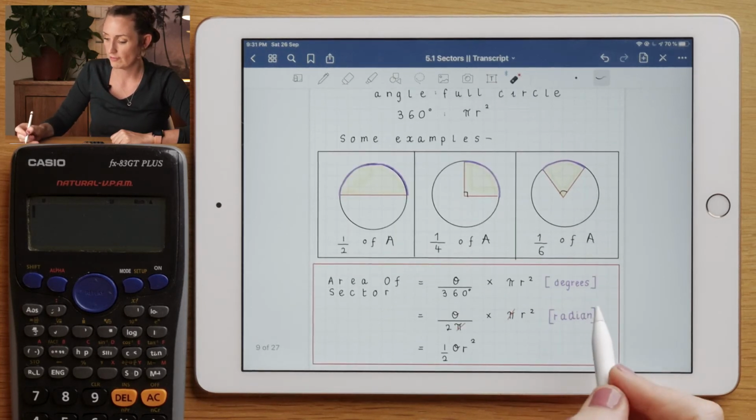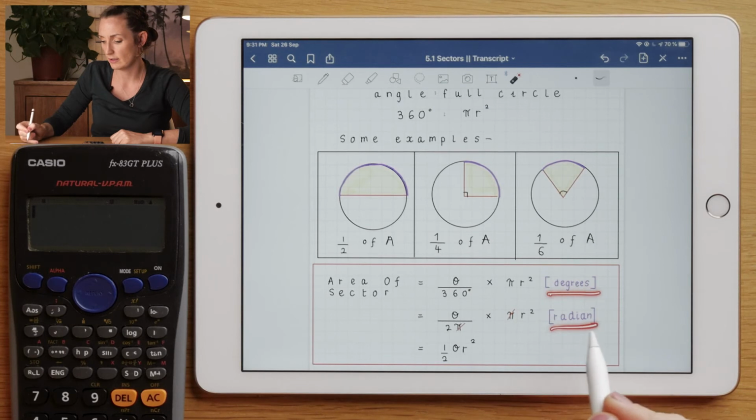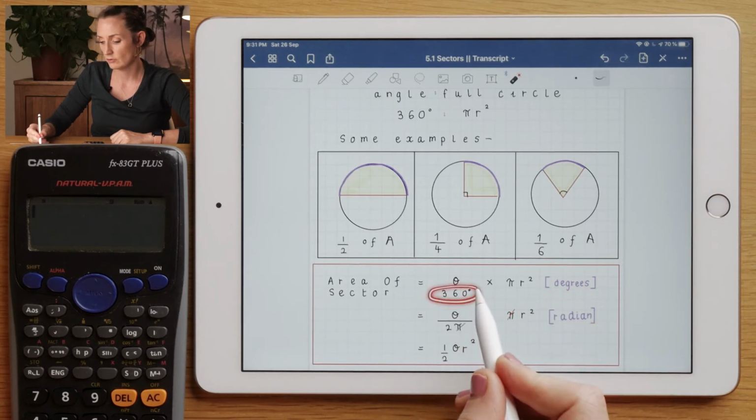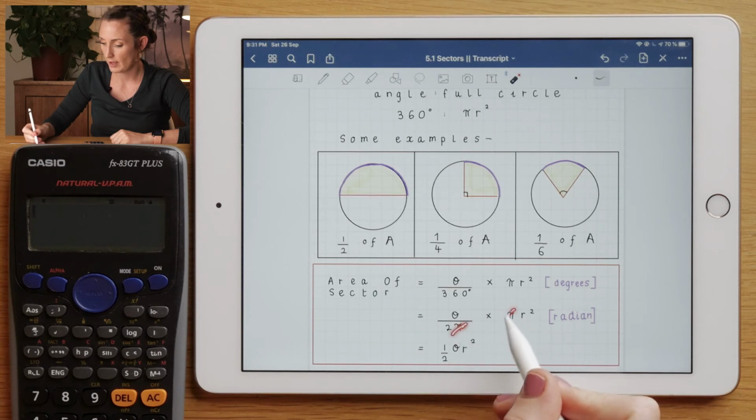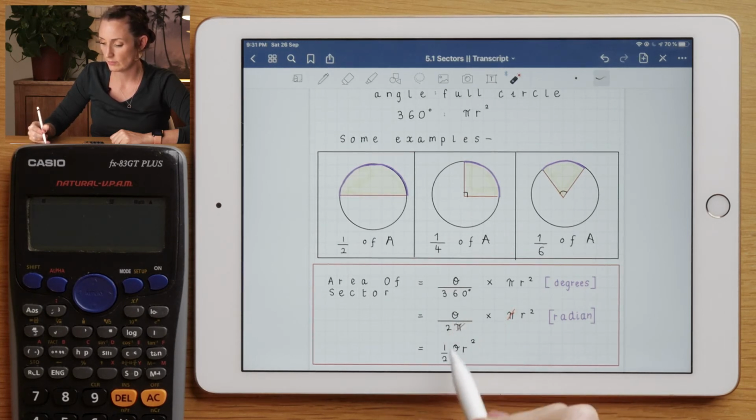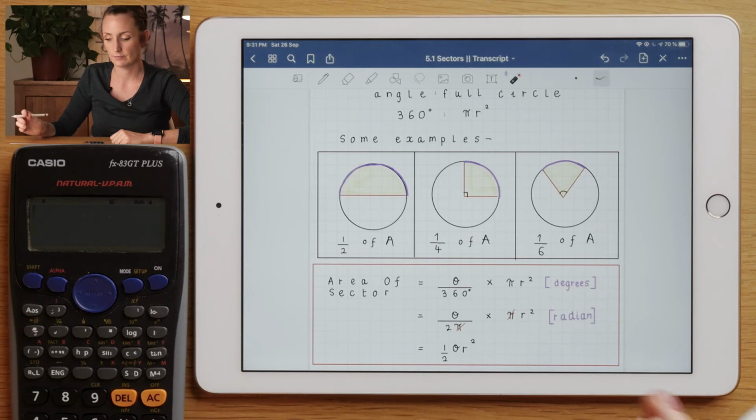Now, if we convert from using the formula in degrees to radians, we need to change 360 degrees to 2 pi. Once we've done that, we can cancel this pi, and that leaves us with theta over 2 times by r squared, or a half theta r squared, as the formula for the area of a sector.